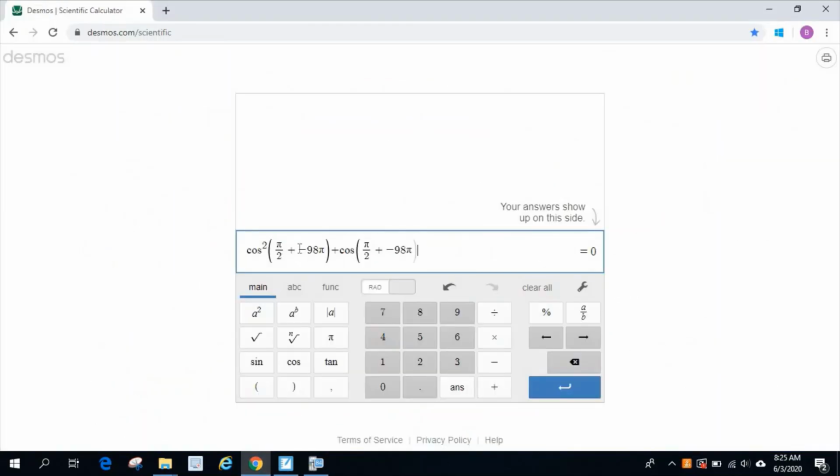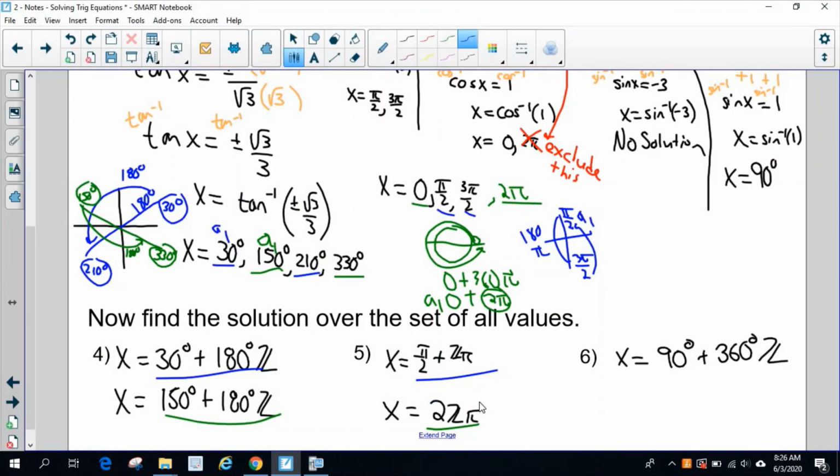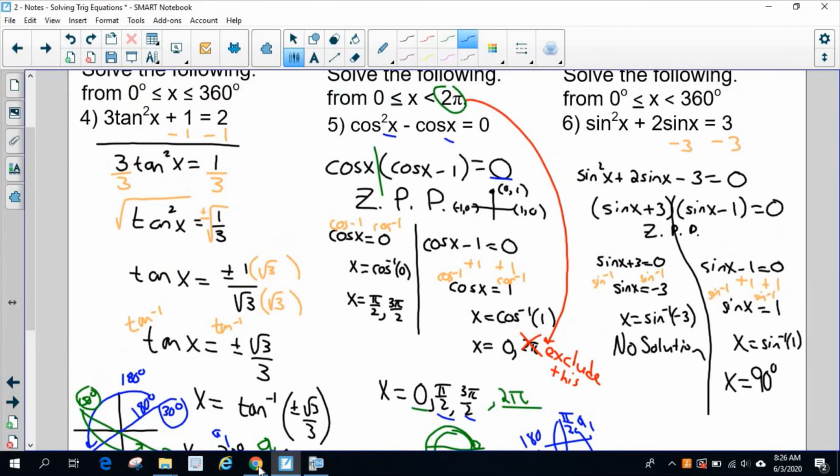So if I go in there and just put in any version of 2 pi, and again, the nice thing about using an online calculator like Desmos is that you can just copy. You see that we get what we're supposed to get. So let's take a look at this last one.